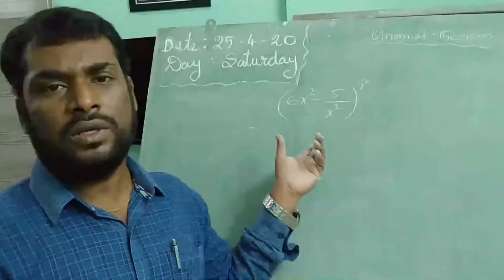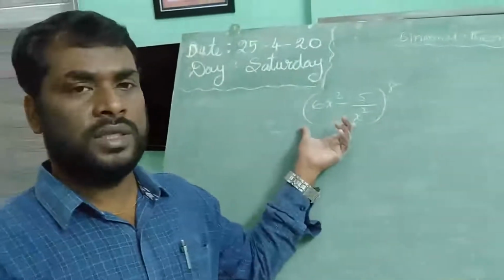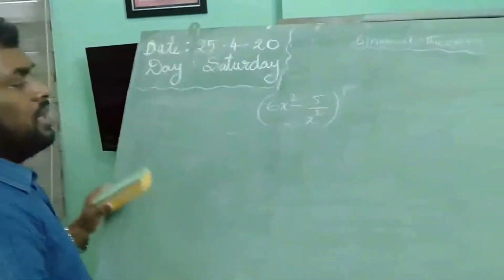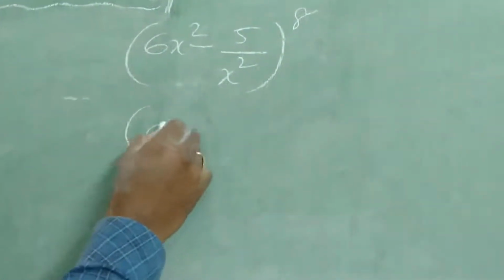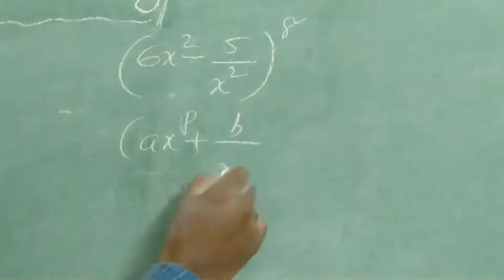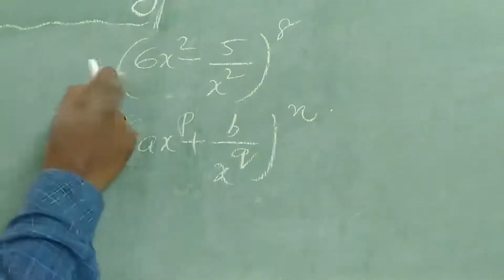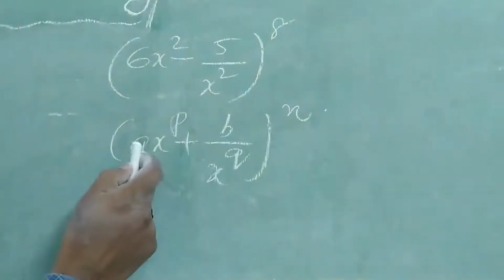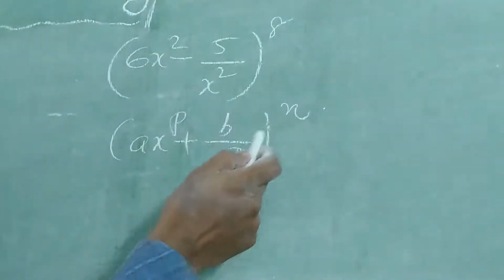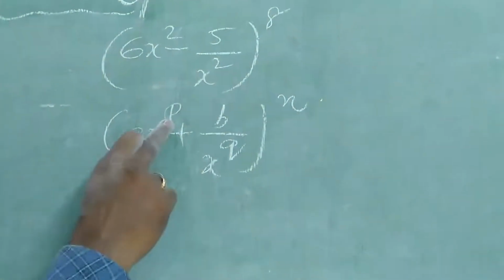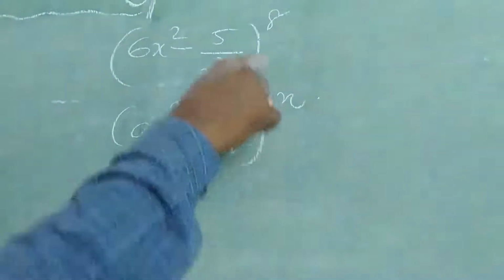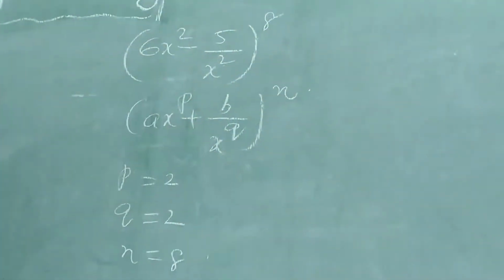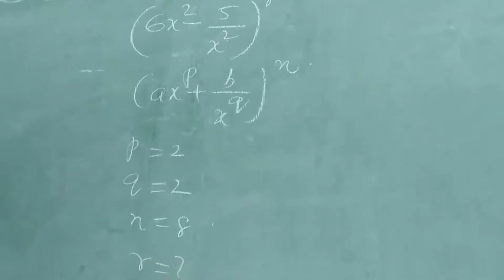Now see one more example for finding the independent term by using the shortcut. First check that the given binomial is in the form of (a x to the power of p plus b by x to the power of q) whole to the power of n. Yes, the given binomial is of that form. What is the value of p? p is equal to 2. q is 2. What is the n value? 8. Now we have to find the value of r.